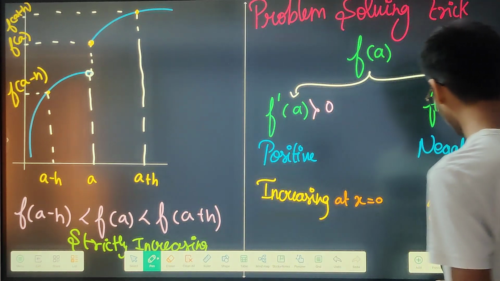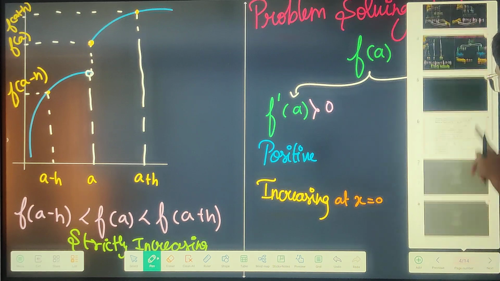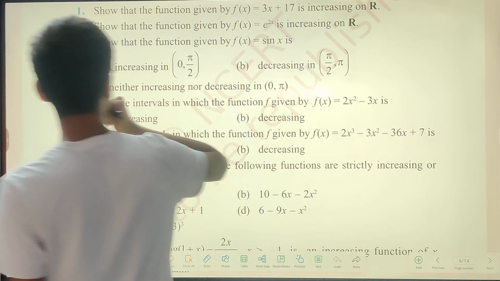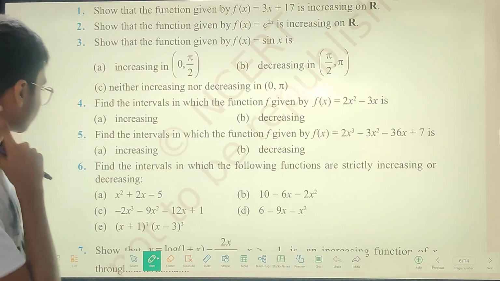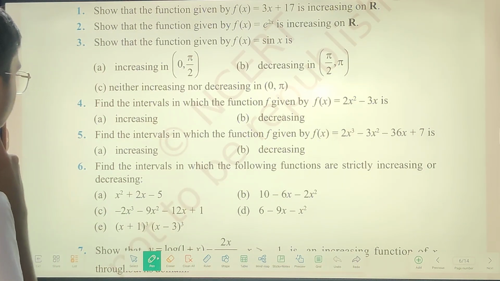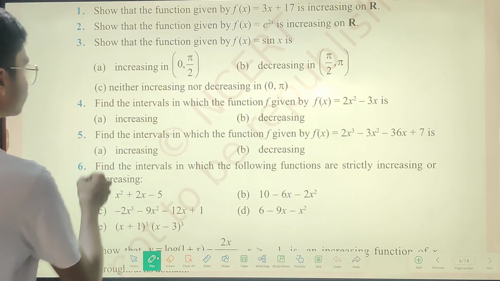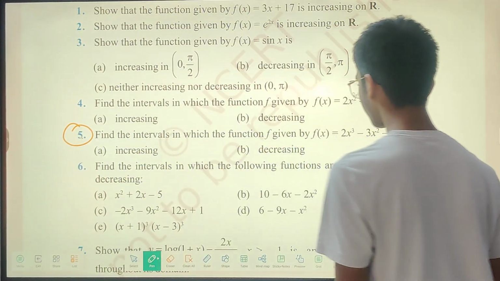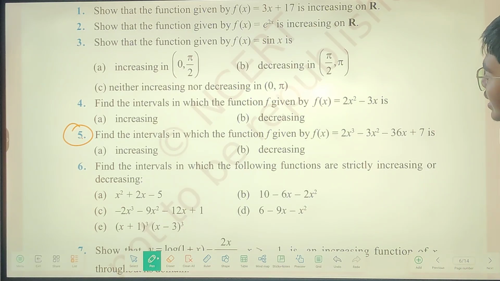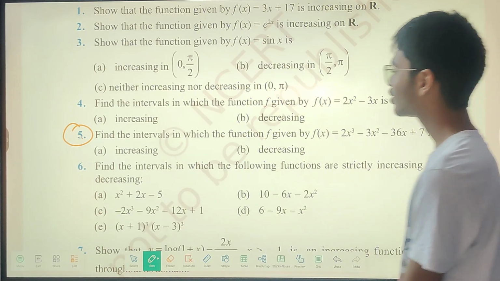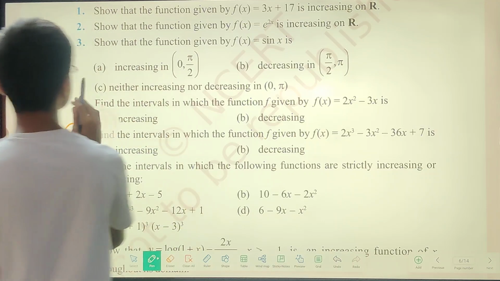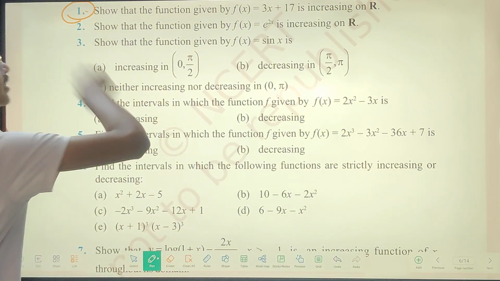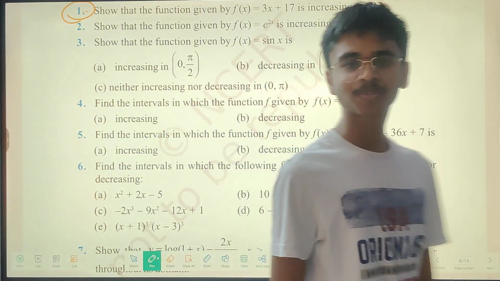Okay, shall we do one problem? See here how basic questions we have. Amongst these, which question shall we take? Shall we take this question? Find the intervals in which the given function f is increasing and decreasing. First we'll show that it is increasing or decreasing. This we will do first of all.